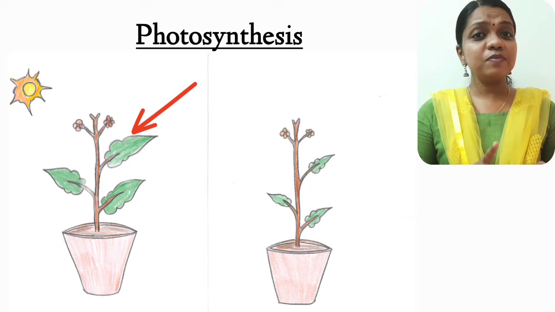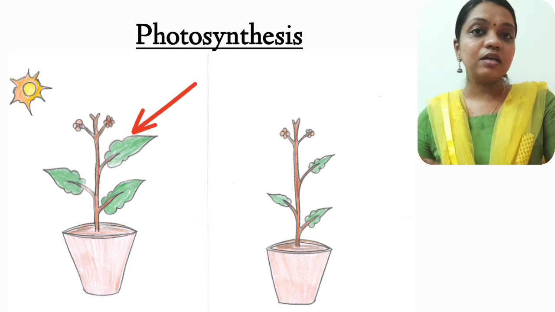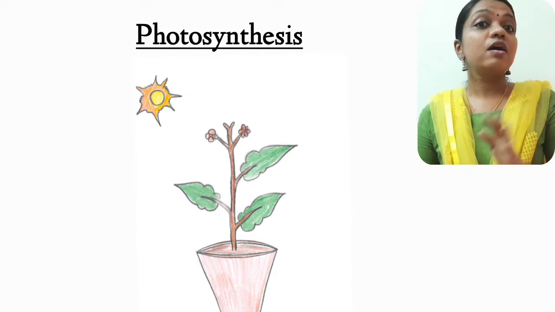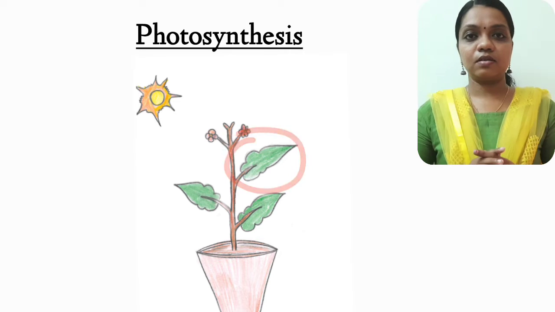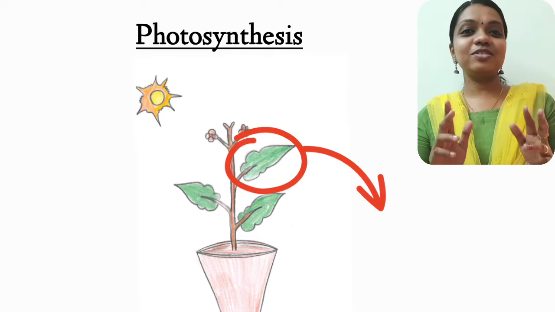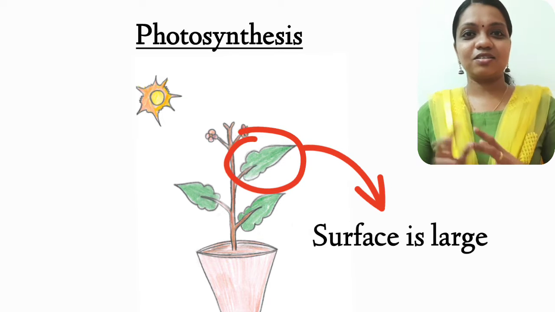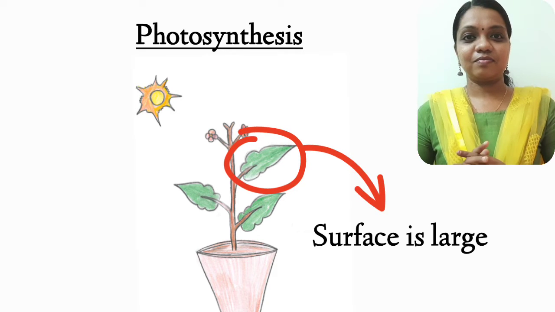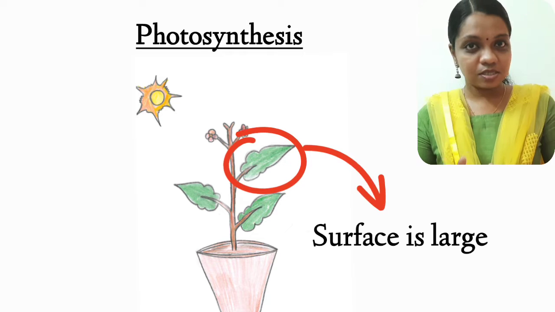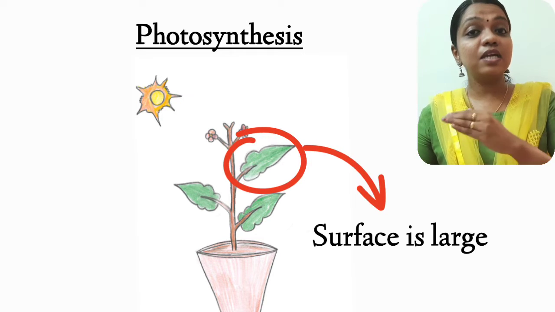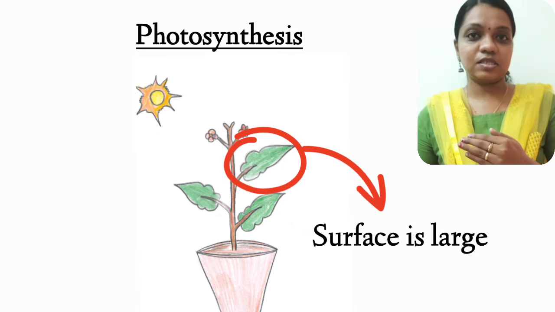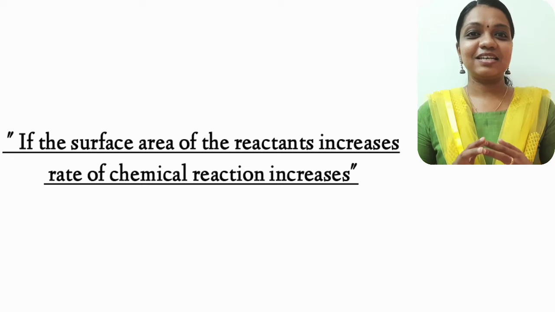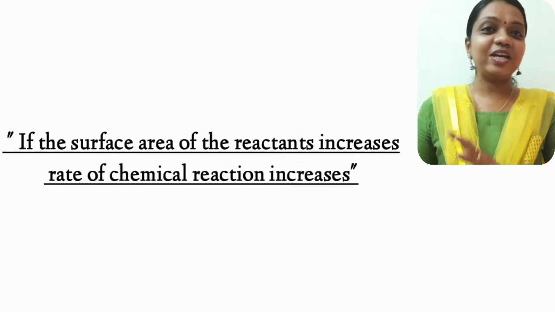Here the leaves of one plant are larger than the other. Naturally, more photosynthesis occurs in the plant which has larger leaves. What is the reason? Because the surface area is large. Connect this idea to the surface area of the reactants. That means, like photosynthesis, if the surface area of the leaves increases, photosynthesis also increases. Like this, if the surface area of the reactants increases, the rate of chemical reaction also increases.